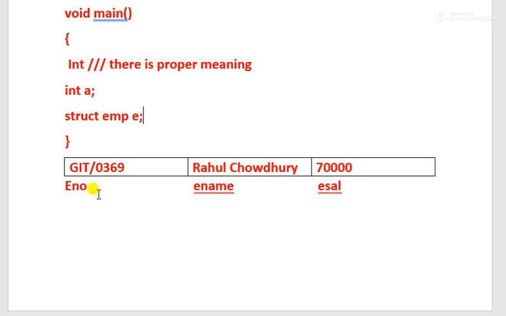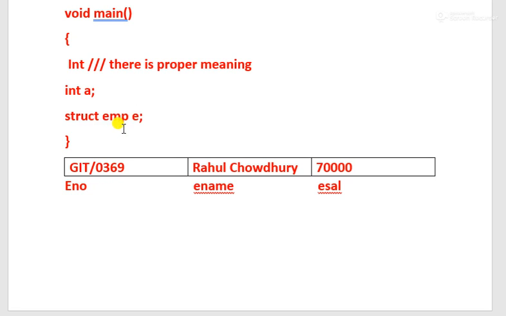Structure variable always holds the base address, only by printing the base address. Okay, here e is called an internal pointer variable, because it is holding the base address, that's why it is called an internal pointer variable.